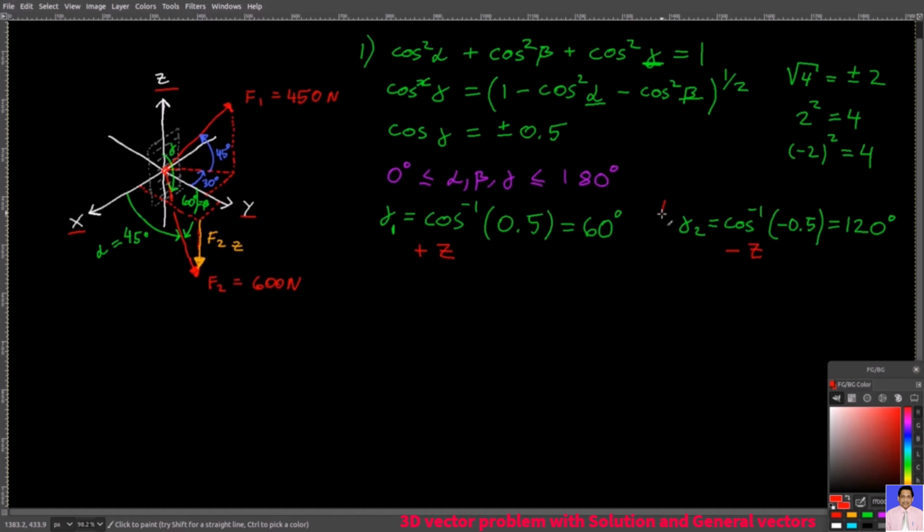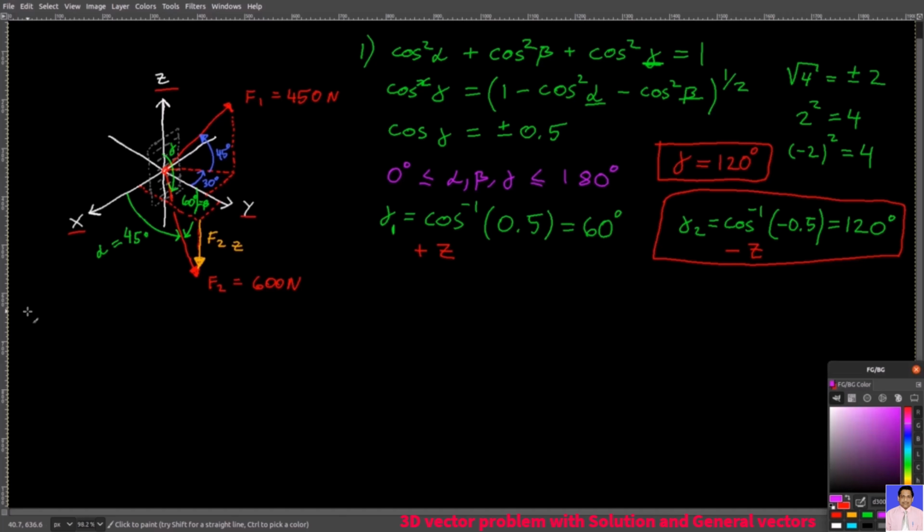Because of that, the correct option for us is this one, gamma 2. So gamma equals 120 degrees. That's your first answer. You have found your gamma. Next, we have to decompose F1 and F2 into their i, j, and k components.